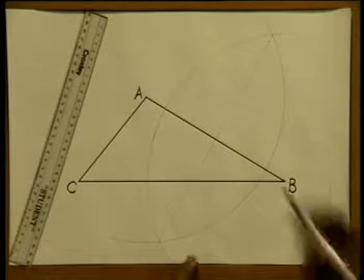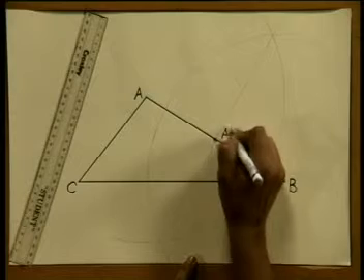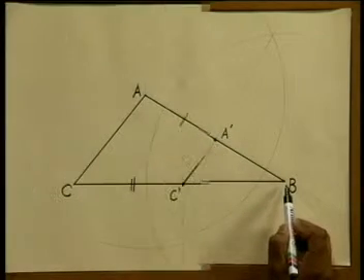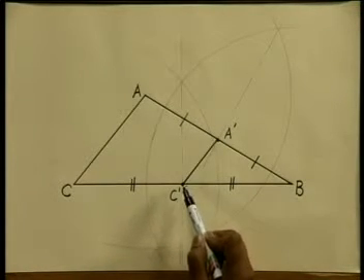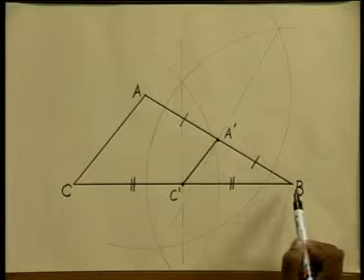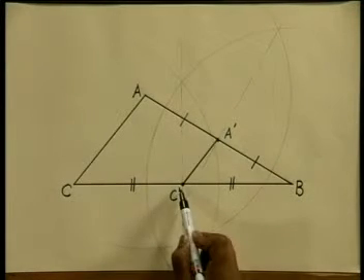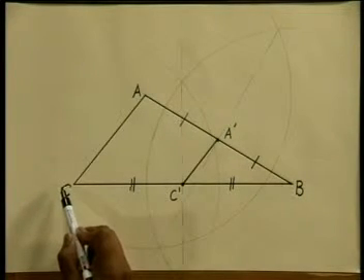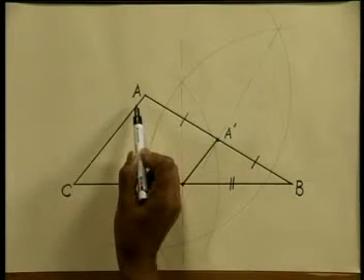We will mark this point as A prime. This is the midpoint of line segment AB. We use the same procedure to mark C prime, which is the midpoint of line BC. In other words, BC prime is half the length of BC. Also, BA prime is half the length of BA.